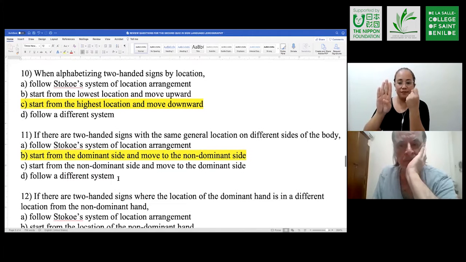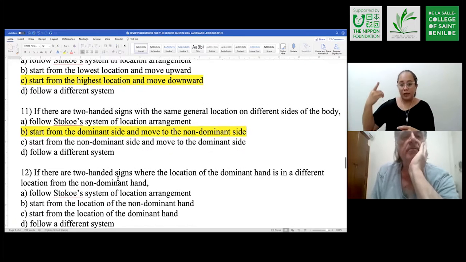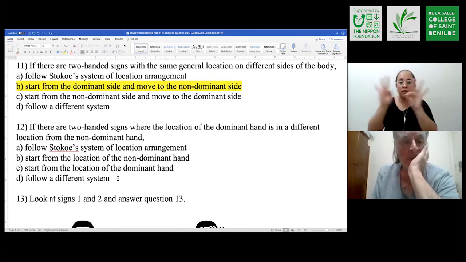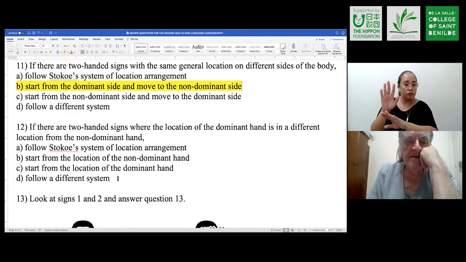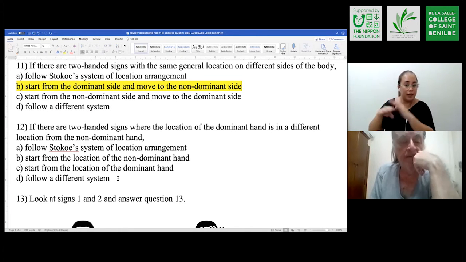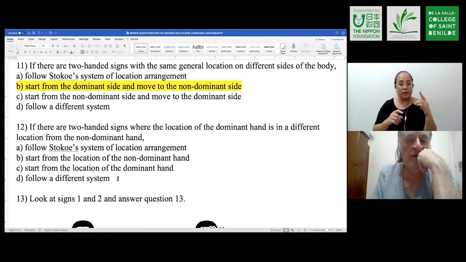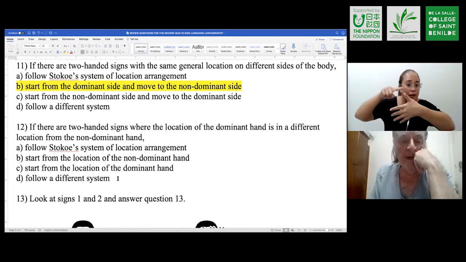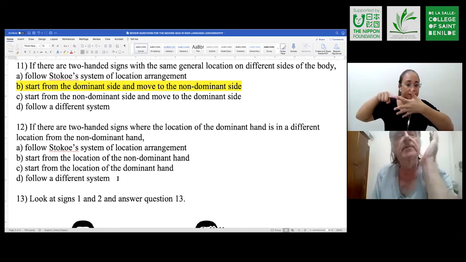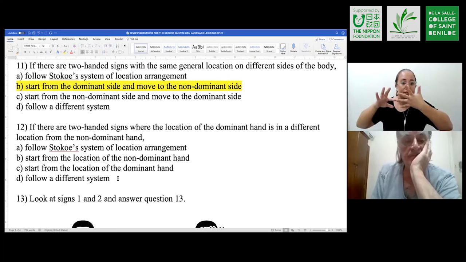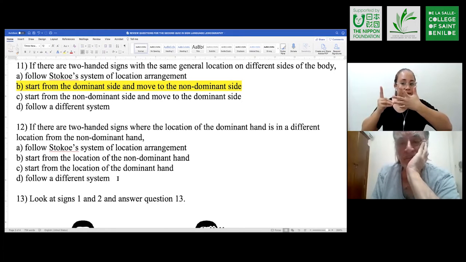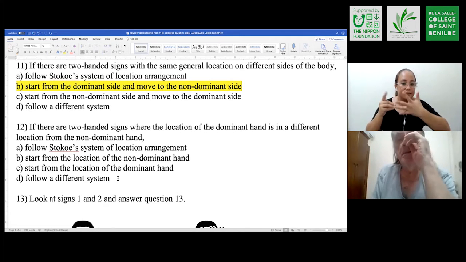So the dominant hand or the dominant side is going to be the most important. So if there are two signs where the location of the dominant hand is in a different location, you follow Stokes' system of location arrangement. Start from the location of the dominant hand, or start from the location of the non-dominant hand, or follow a different system. Shaq, Marvin signing B. C. C, yes, yes.